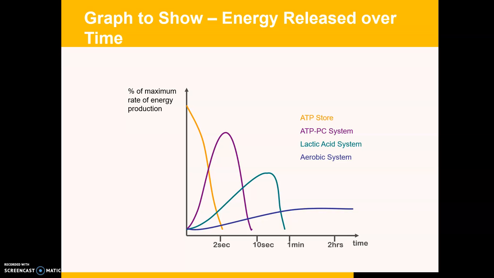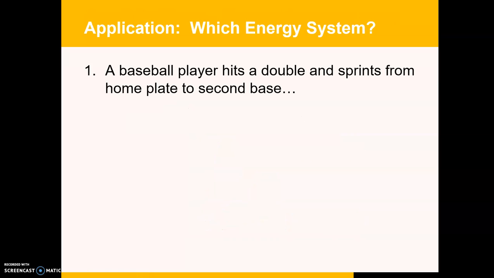So you can see the graph to show the energy release over time. I mean from the ATP store, the ATP-PC, or what we call the creatine phosphate system. This is the lactic system and this is the aerobic system. The creatine phosphate system can last 5 to 10 seconds, the lactic acid system 1 to 2 minutes, and the aerobic system can last longer, more than 2 hours.